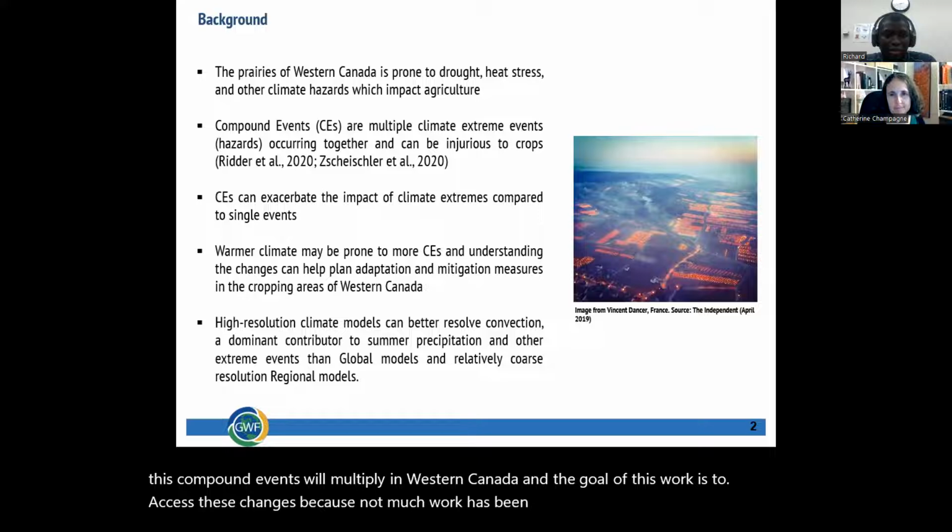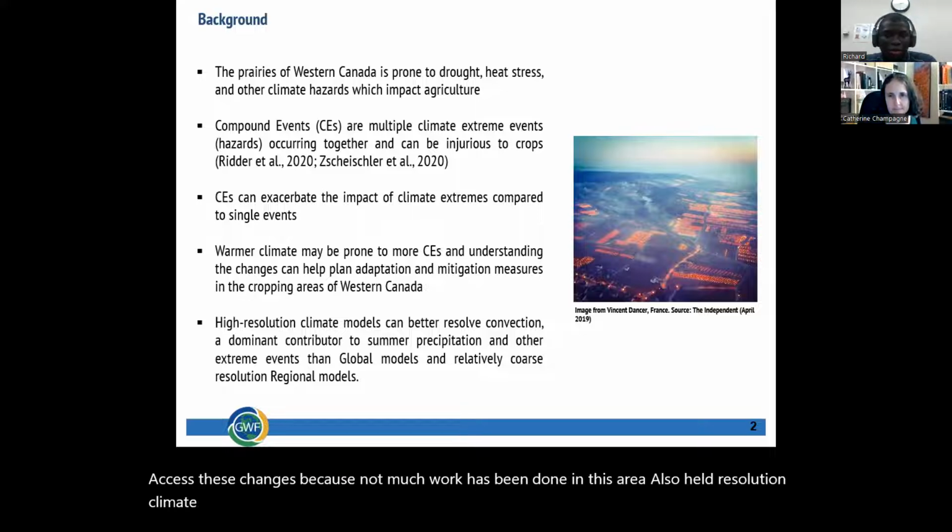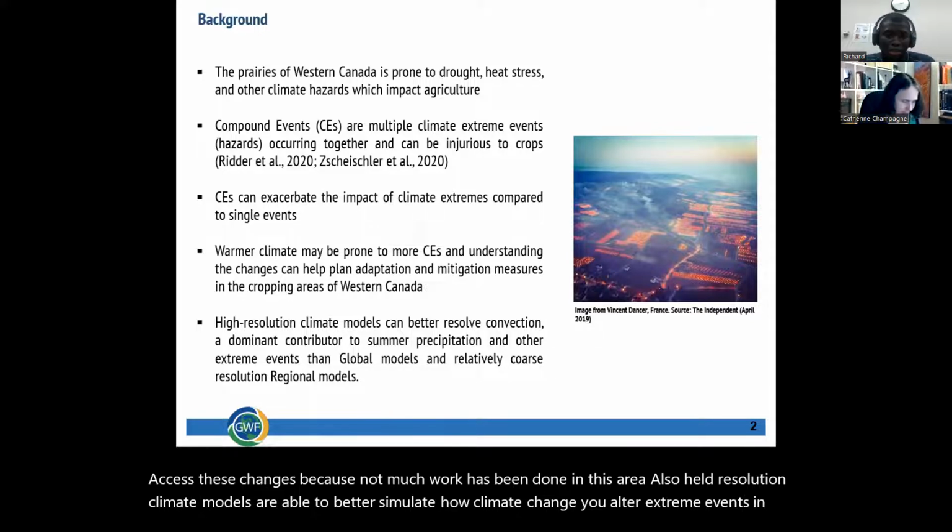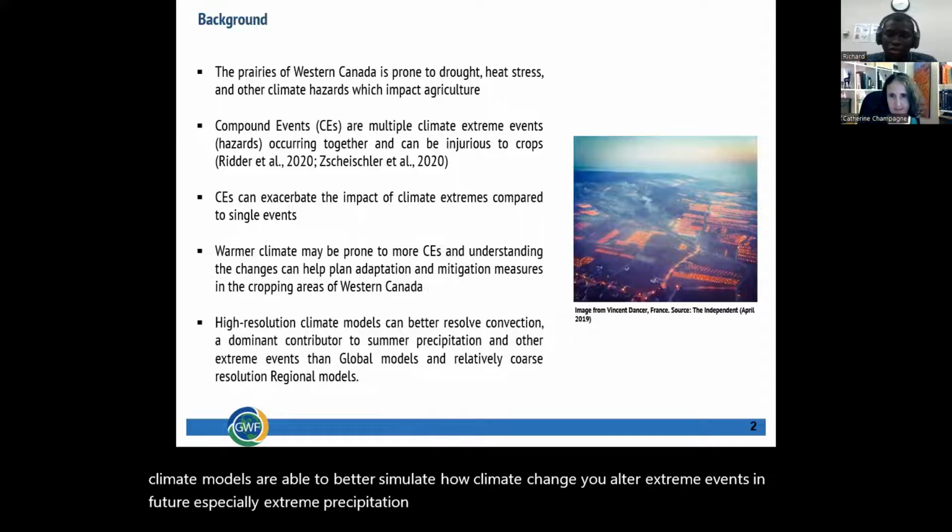Also, high resolution climate models are able to better simulate how climate change will alter extreme events in future, especially extreme precipitation events, which are strongly affected by convection.